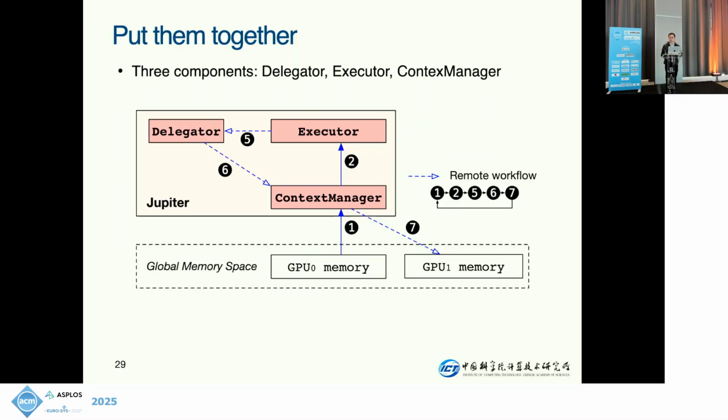In the remote workflow, when the executor discovers that the current task lacks the graph data to continue execution, it hands the task over to the delegator. The delegator directs these tasks to the GPU where the data resides. After that, the context manager serializes and groups the tasks, and directly writes them into the remote GPU memory.